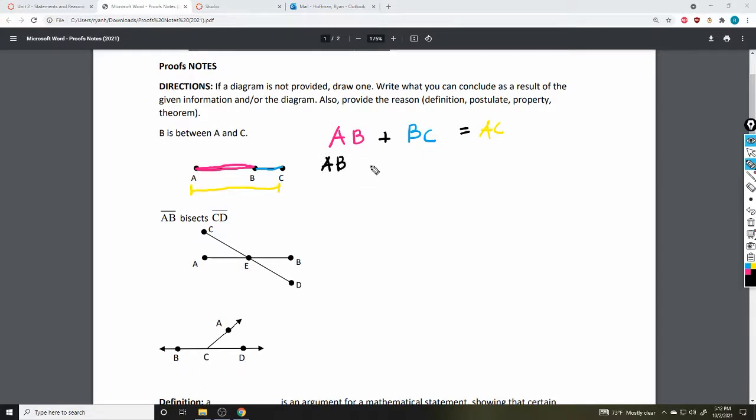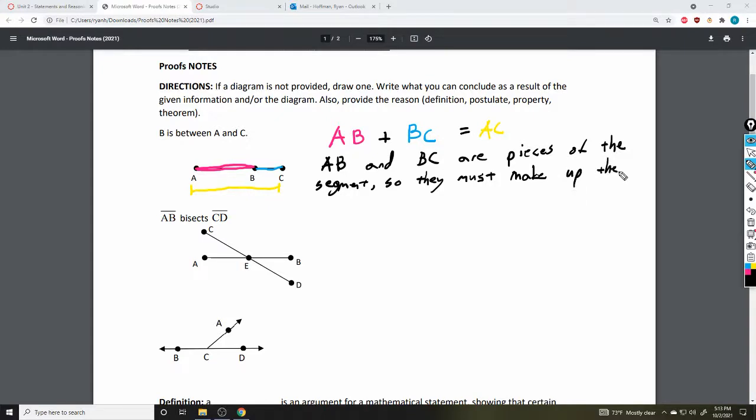So I'm going to say A to B and B to C are pieces of the segment, so they must make up the whole thing, which is A to C, when combined together.